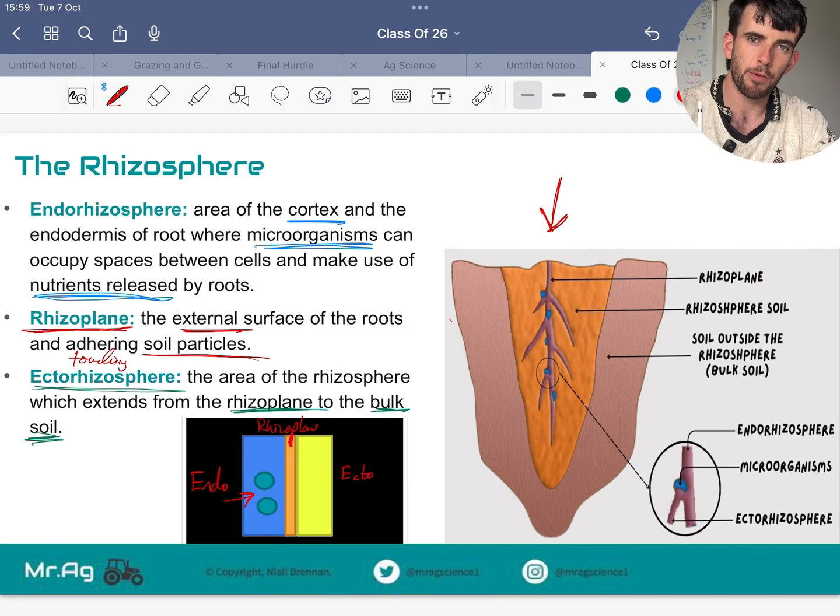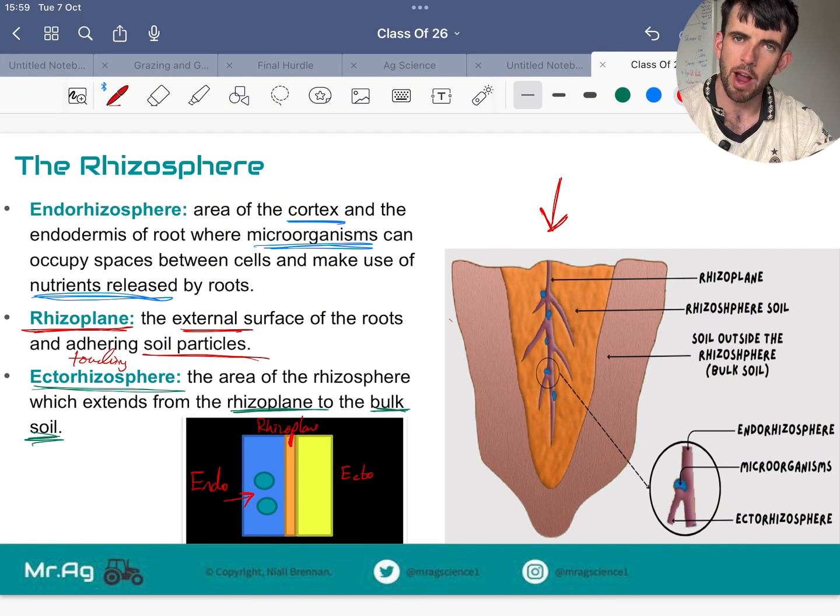but when you're trying to differentiate, instead of just drawing arrows randomly everywhere and pointing everything the same as the endo, the rhizoplane, and the ectorhizosphere, try and draw it like that and really show off to the examiner that you know what you're talking about.